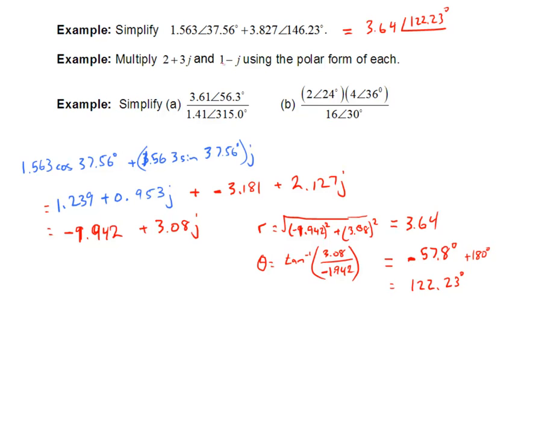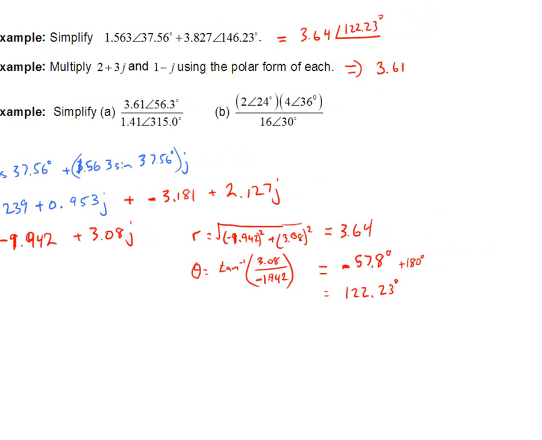If we want to multiply each of these now using polar form, and we'll see if we can do it up here. First we need to change 2 plus 3j to polar form, so we need to find r and theta, and we do that using a squared plus b squared, etc. So in polar form, what we get is 3.61 times 56.3 for 2 plus 3j. And for the second one, we get 1.414 angle of 315. So those are our two angles.